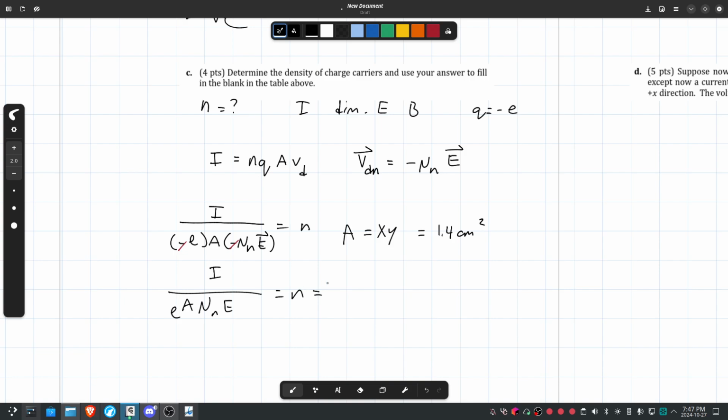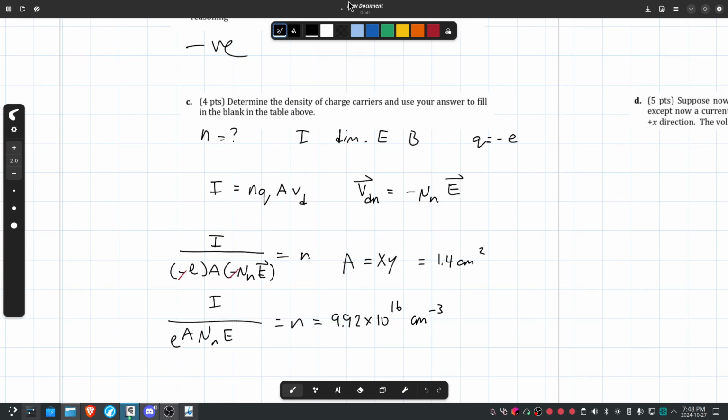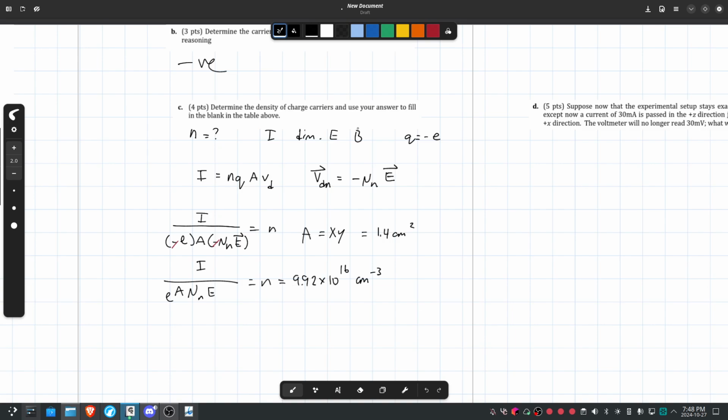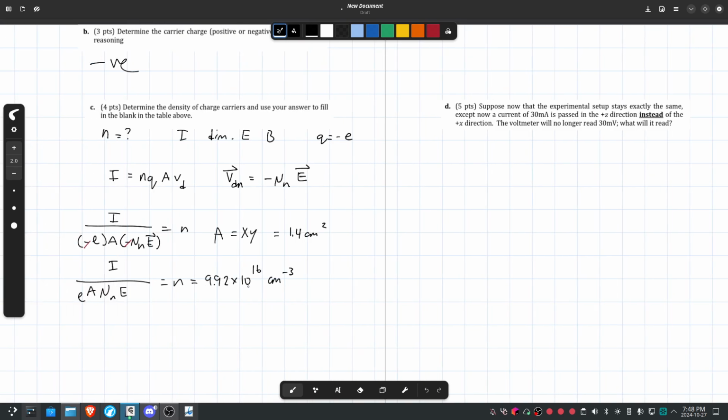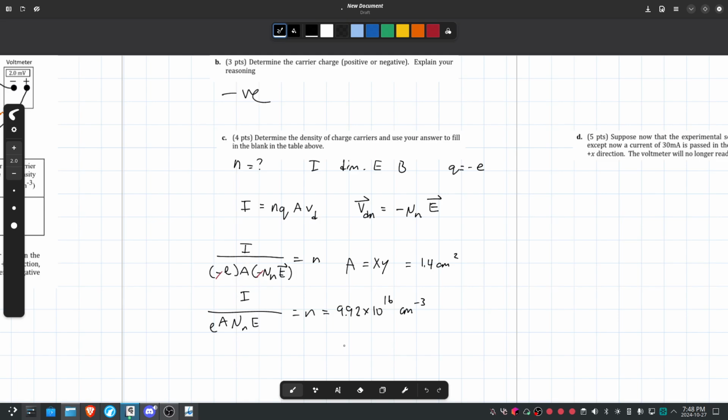Anyway, shove that into your calculator. Now you get the right answer: 9.92 times 10 to the 16. Sorry about that. And this is a concentration, so it's going to be centimeters to the power of -3. We know centimeters because everything has been in centimeters, so we should hope that our output is in centimeters. You can do all of the dimensional analysis, but it's too hard. You have current, electric field, area, and E. So, we have found the density of charge carriers: 9.92 times 10 to the 16.